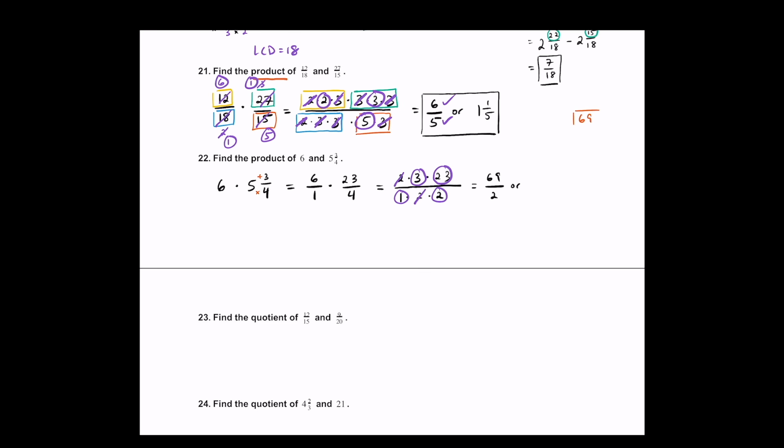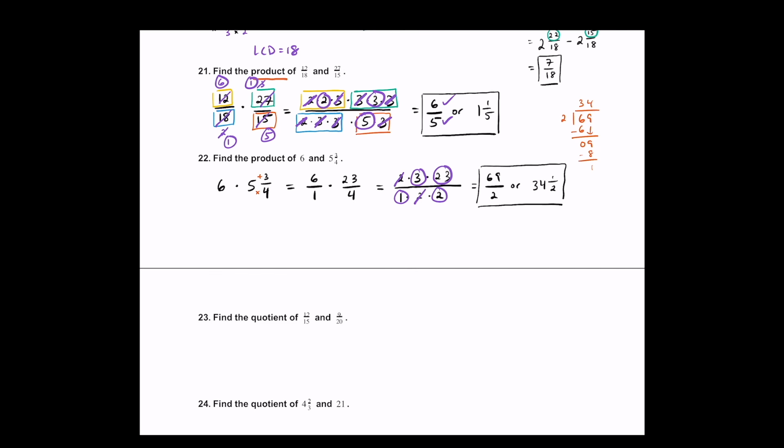One more time, divide by 2. Fits in 3 times. 3 times 2 is 6. Subtract, that's 0. Bring down the 9. 2 goes into 9 4 times. 4 times 2 is 8 with a remainder of 1. So this would be 34 and 1/2.